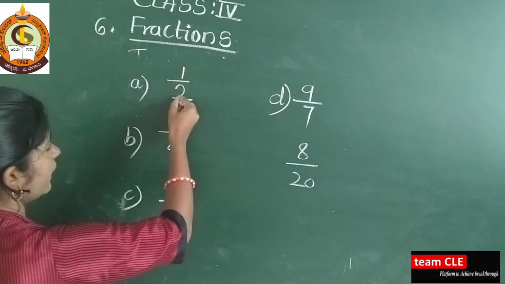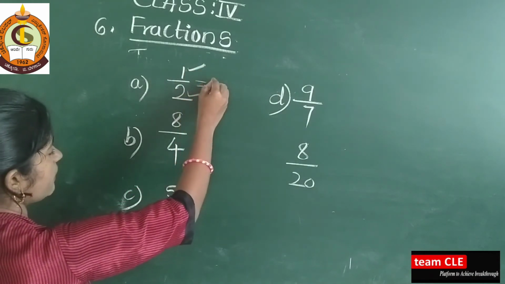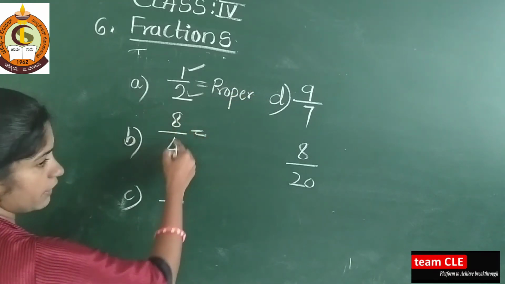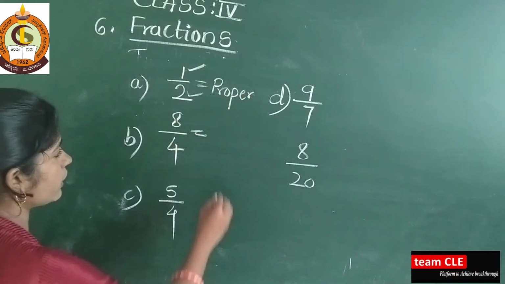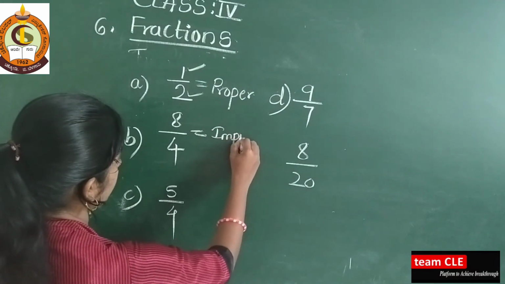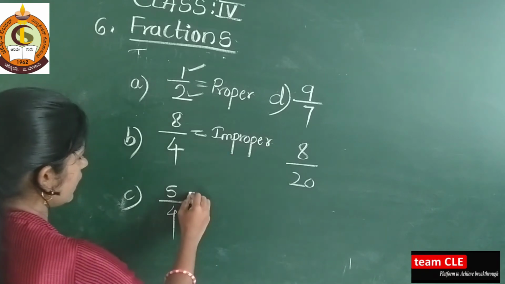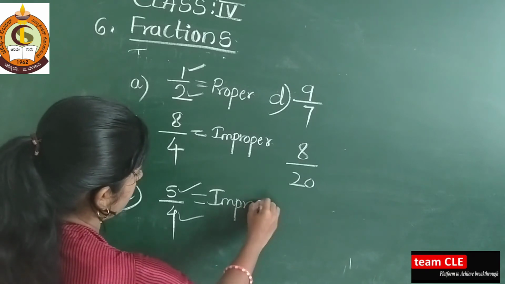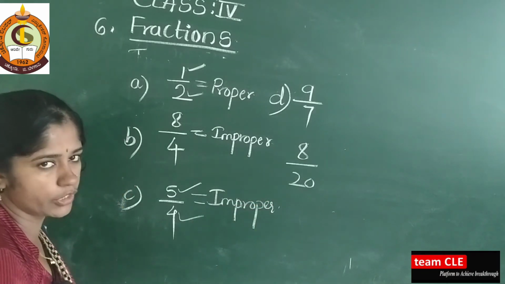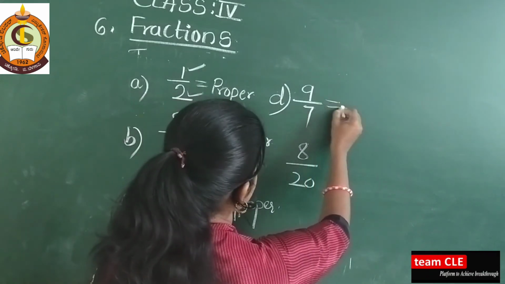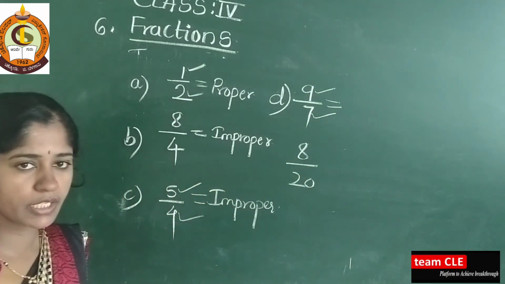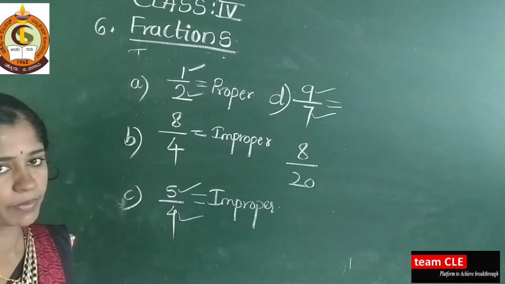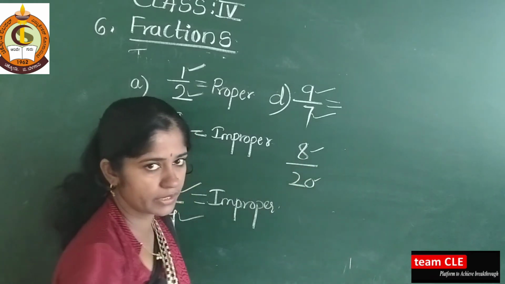Here 1 by 2: numerator small, denominator big means that is a proper fraction. Here 8 by 4: numerator big and denominator small means that is an improper fraction. See here also numerator big, denominator small, so it is an improper fraction. If you know proper fraction, then you come to know improper fraction also. 9 by 7, tell me which fraction it is. It is improper. Here 8 by 20, is that proper or improper? Yes, that is a proper fraction, because numerator is small and denominator is big.